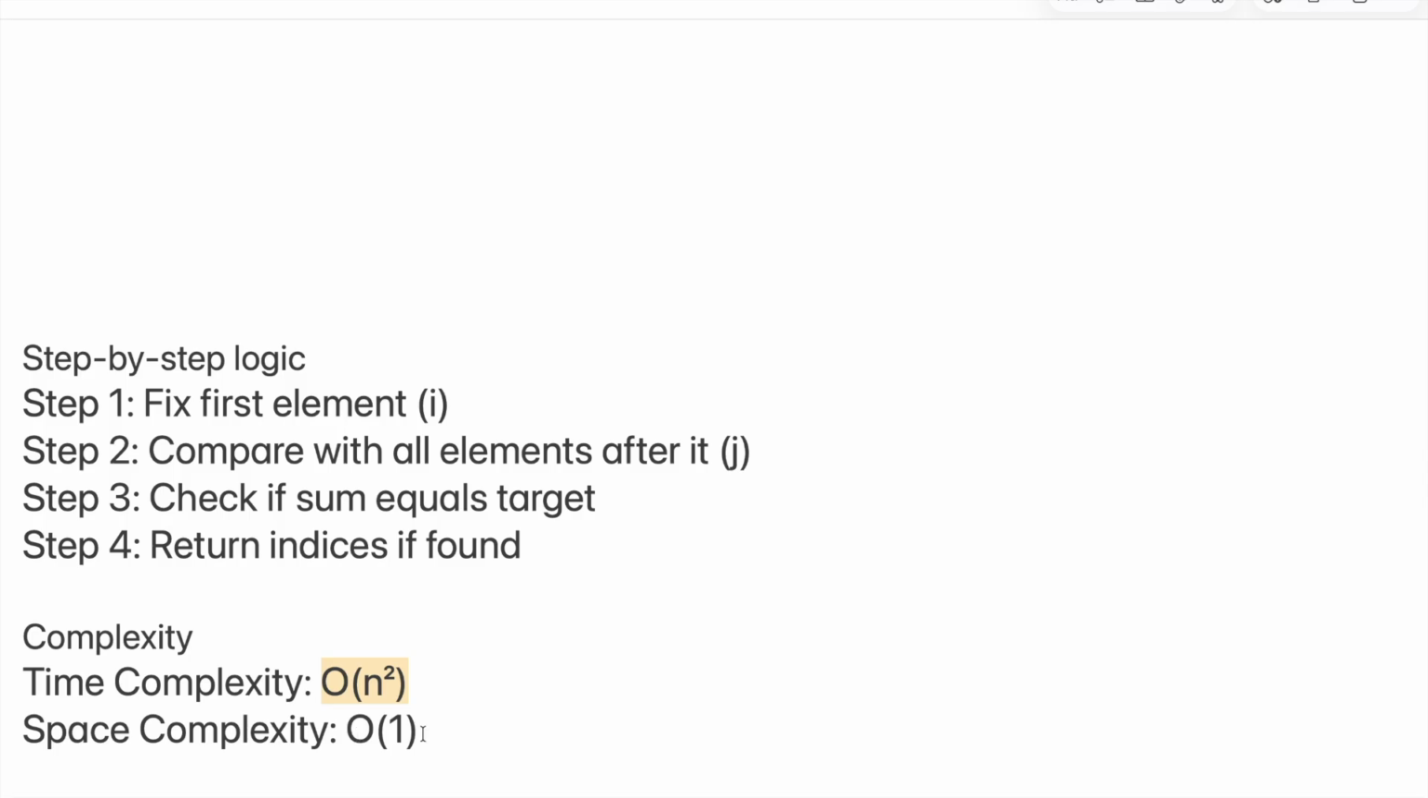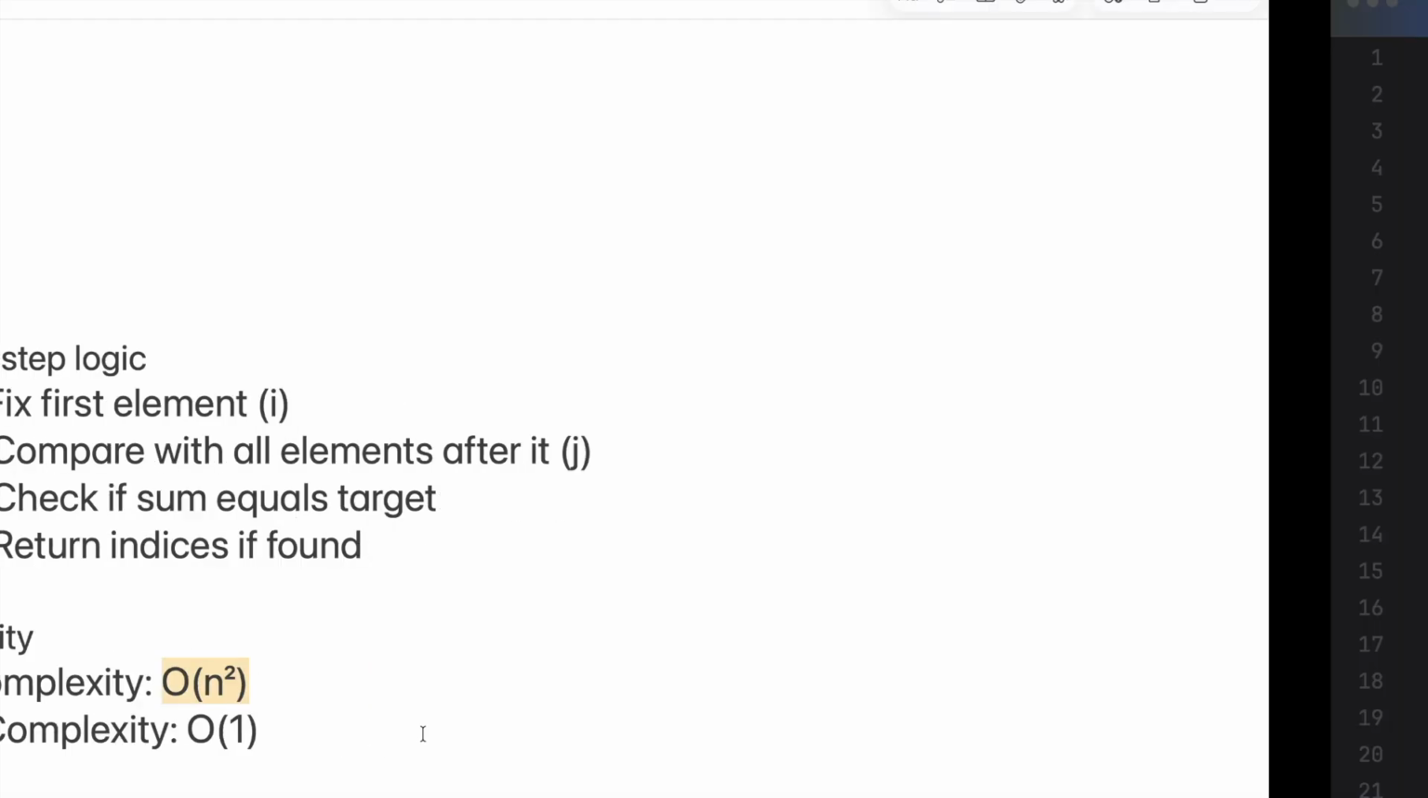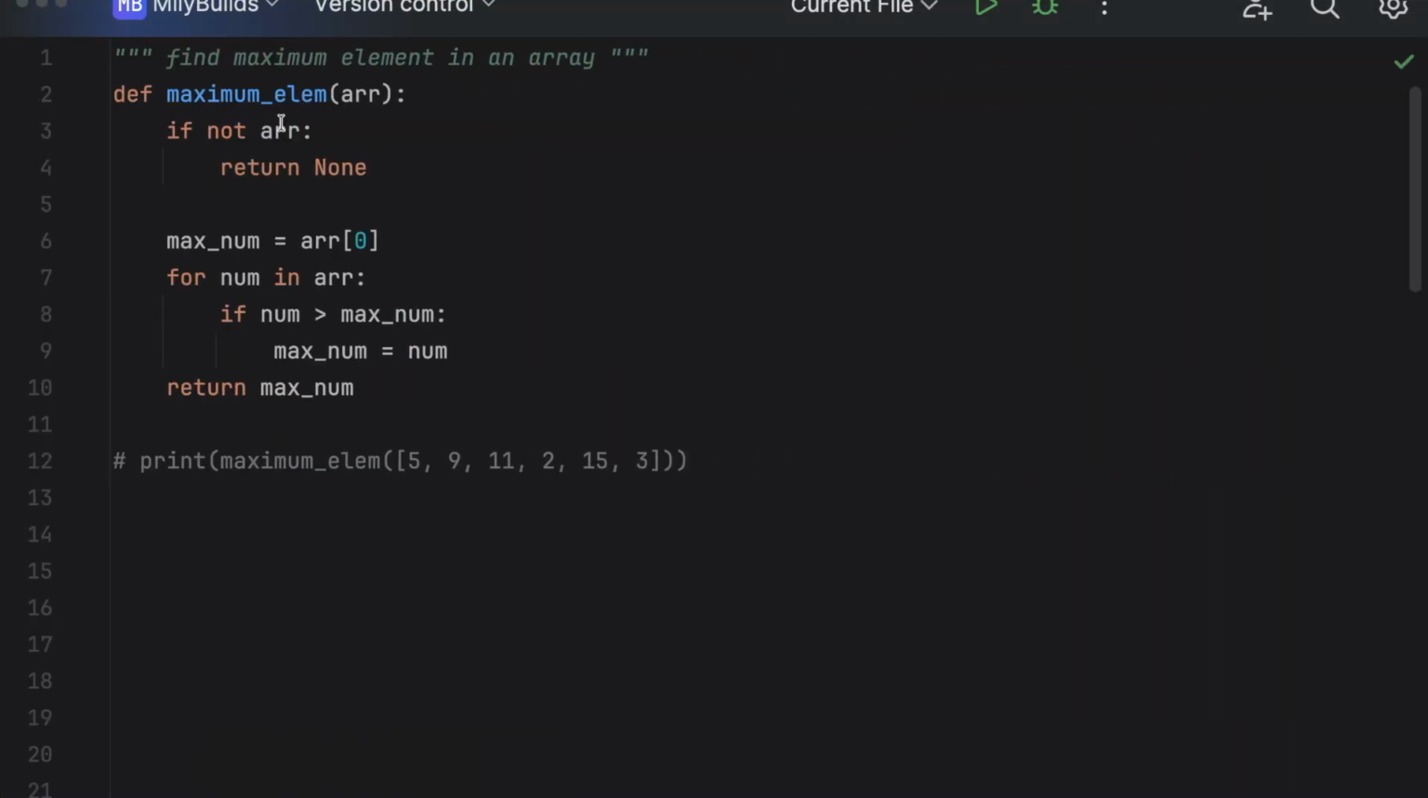Now that the logic is clear, I'll translate this directly into code. I'll start with the function to find the maximum element. Here, I've set the maximum number to the first element of the array. And then I iterate through the array and compare the current element with the maximum number. Whenever the current element is greater than the maximum number, the maximum is updated to the current element, and then I return the maximum element.